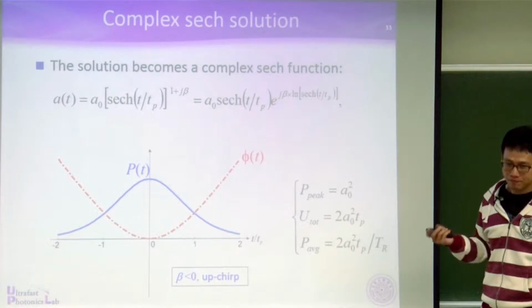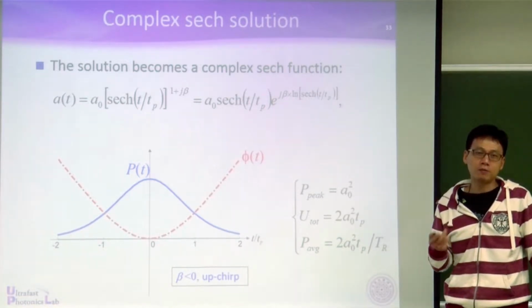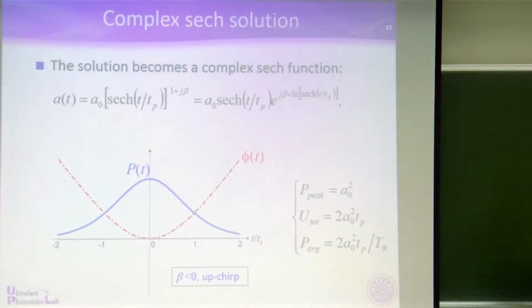I know the formula might not make sense for you, so I draw some curves for your convenience. The blue one means the power, which is the absolute square of A of t. If you take the absolute square, the phase term disappears, right? So all you have is A0 square, sech square. So this is represented by the blue curve. Okay? The peak value is A0 square. And the FWHM is roughly the Tp parameter.